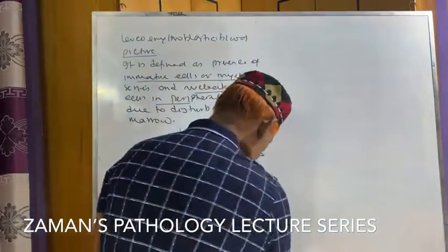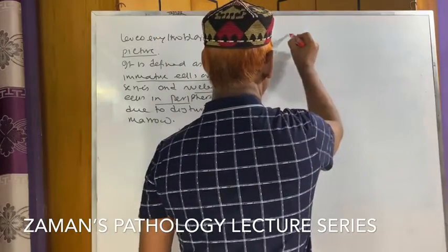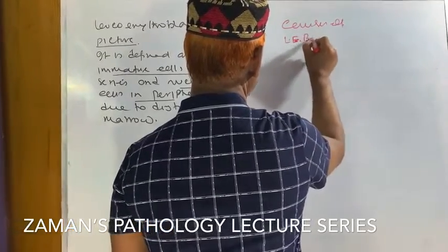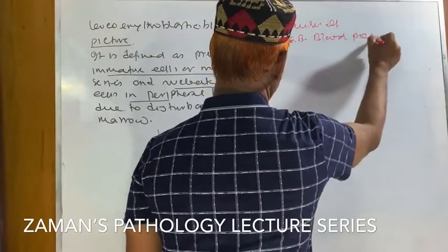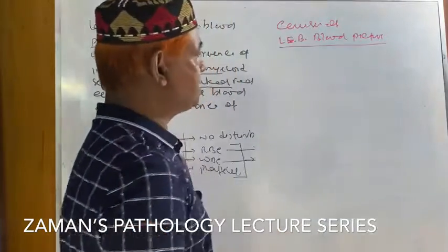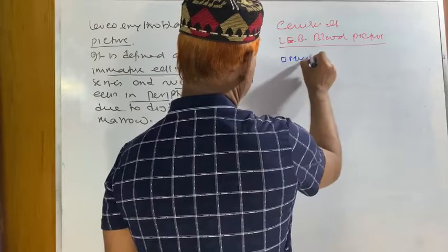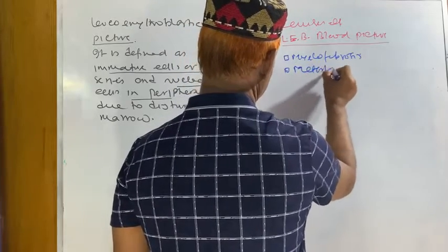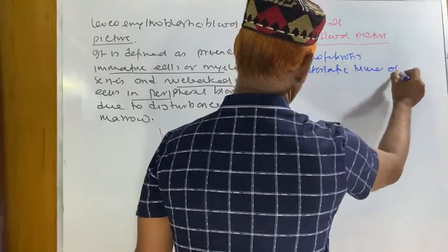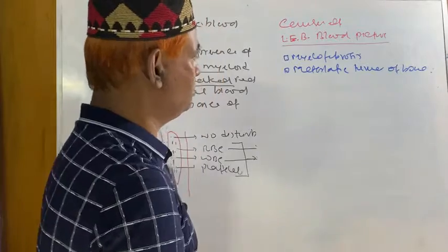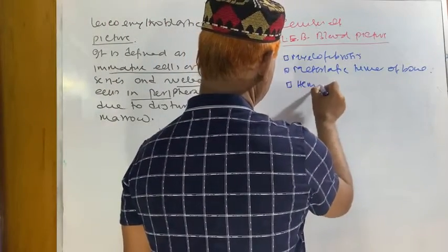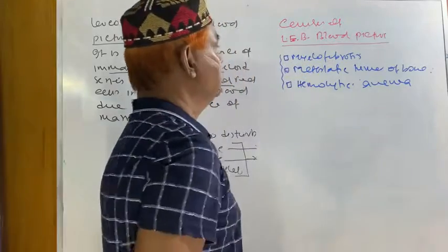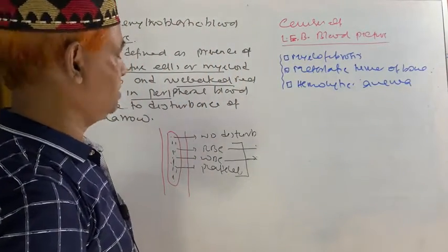Now come to what are the disturbances or the causes of disturbances of bone marrow that will lead to leukoerythroblastic blood picture. Causes of leukoerythroblastic blood picture: myelofibrosis, metastatic tumor of bone, that is secondary tumor of the bone, hemolytic anemia. These are the important causes of leukoerythroblastic blood picture.